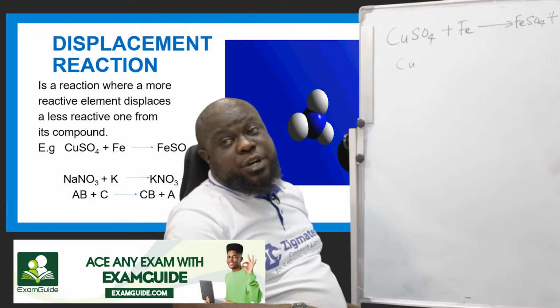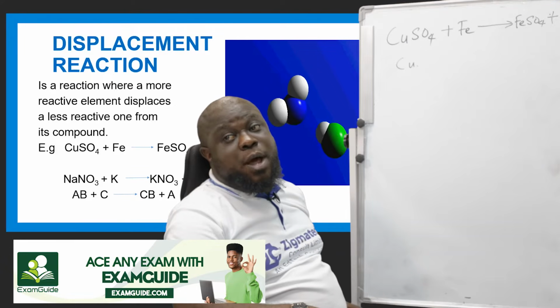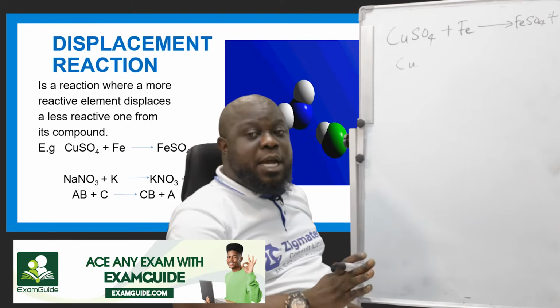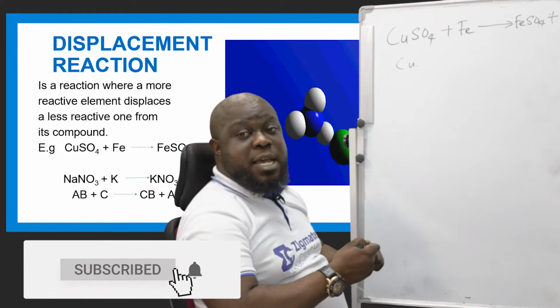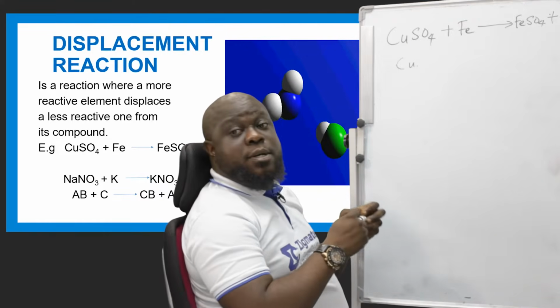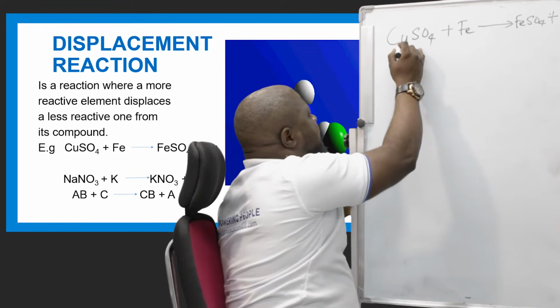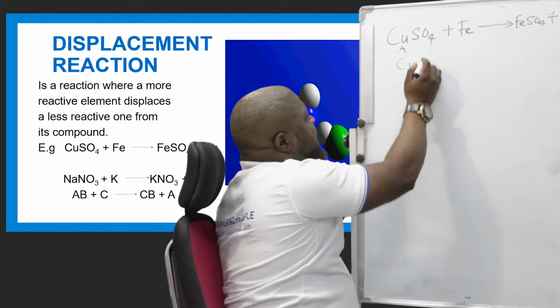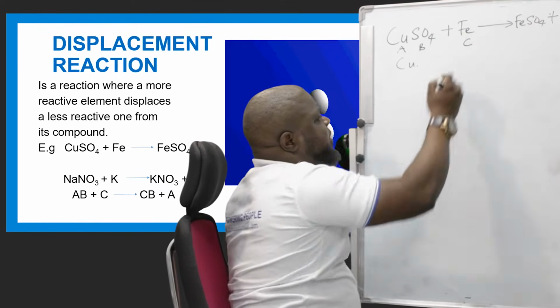As you can see on your screen, you see how the elements are hitting that green one. That green one becomes the copper. They are telling him to get out from their side. He should go. Now, checking this, it gave you A plus BC equals to AB plus C. Now, the copper is A, the sulfate is B, and the iron is C.